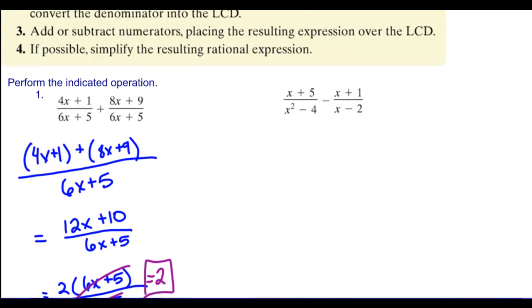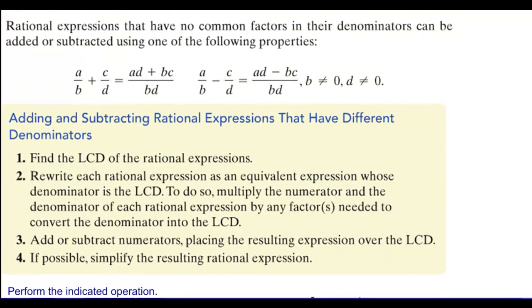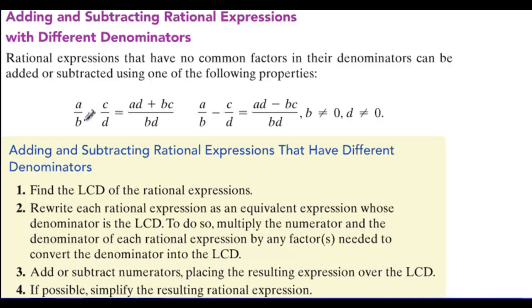Now let's go back and talk about adding or subtracting whenever we have different denominators. So now we have different denominators. What we can essentially do is multiply the other rational expression by the denominator. So this a over b plus c over d, we can multiply by d, top and bottom here, and we can multiply by b, top and bottom here. That's going to give us bd for both of the denominators.